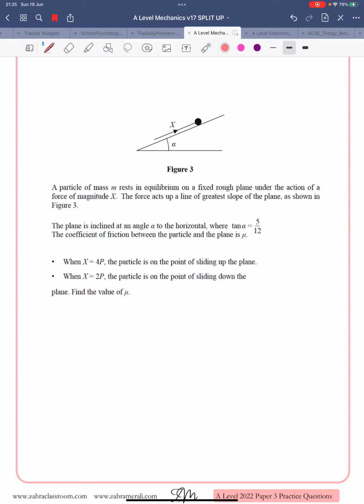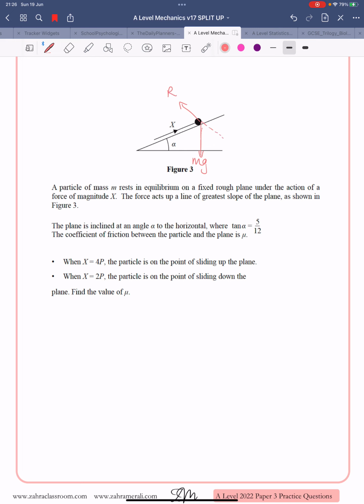Right, so we've got another question here on equilibrium and then sliding up and down the plane. So we've got a particle of mass m, so we're going to have mg acting downwards, and then we're going to have our R that way.